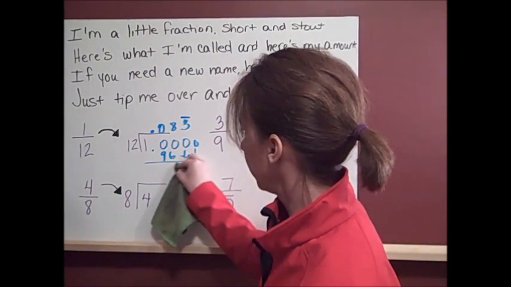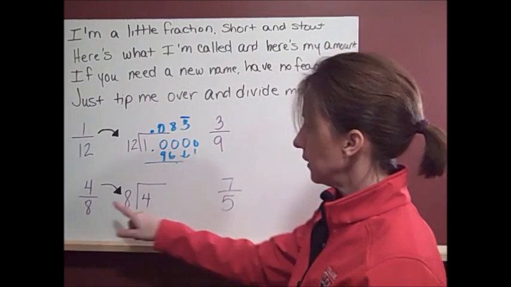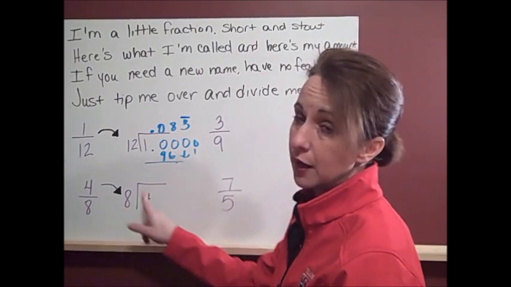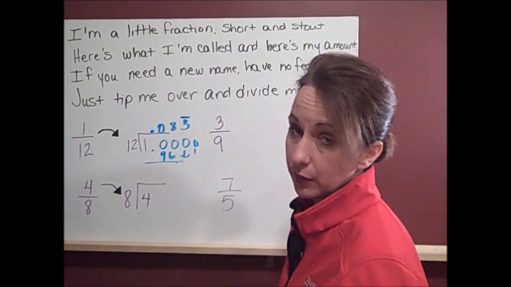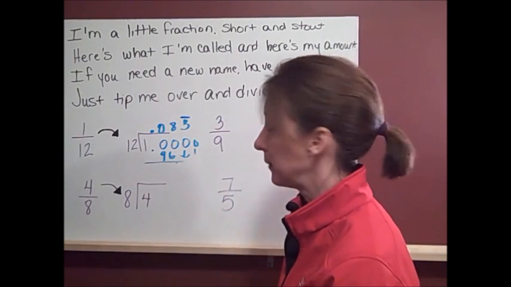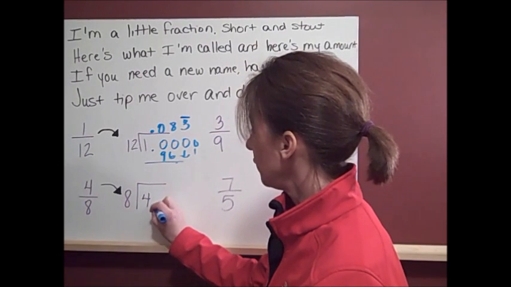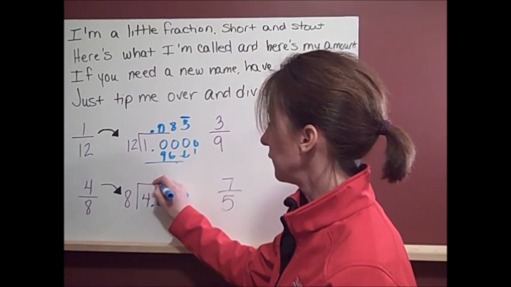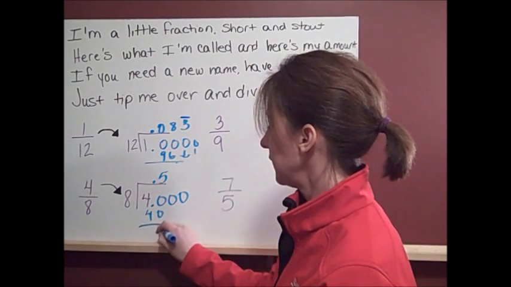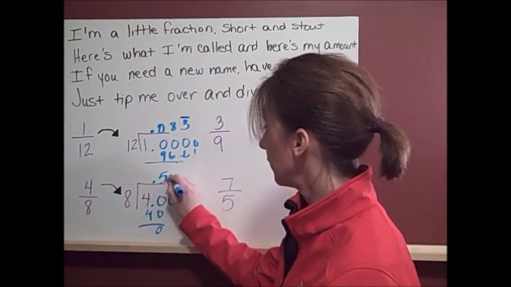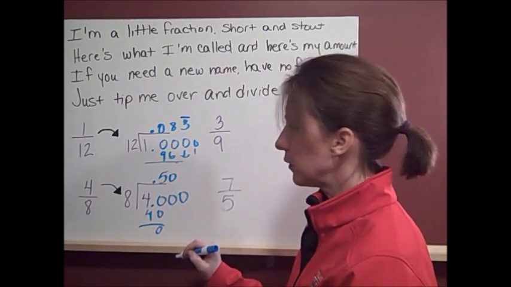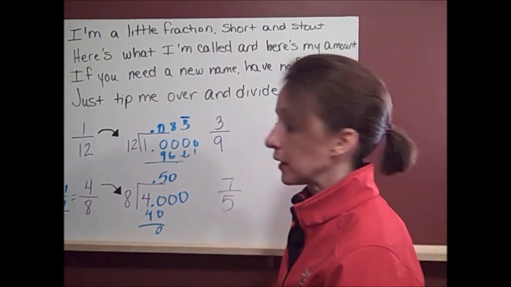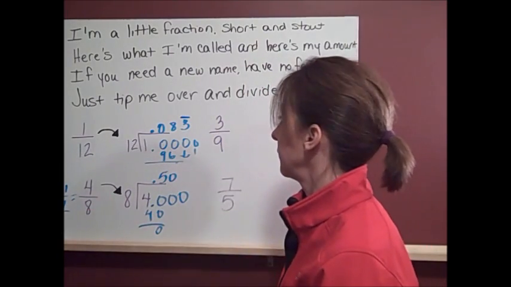I'm going to erase this so we have room to do these others. Tip me over and divide me out. 4 is your numerator. 4 goes on the inside. Both have an n in them. Again, you don't always need 3, but that's a good habit to get in. 8 into 40 is 0.5. 0 is my remainder. I know that I've seen this decimal before, and perhaps it's because if I simplified 4/8, I would get 1/2. Equivalent fractions have the same decimal.